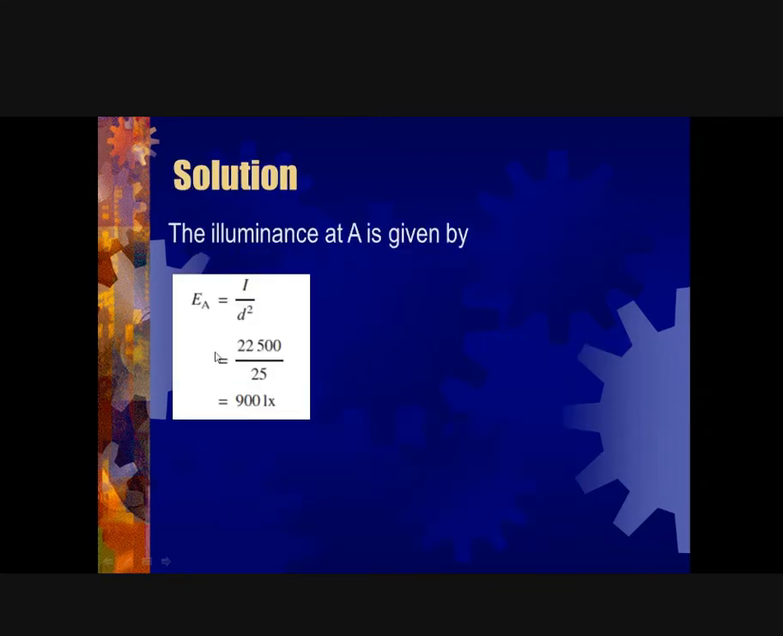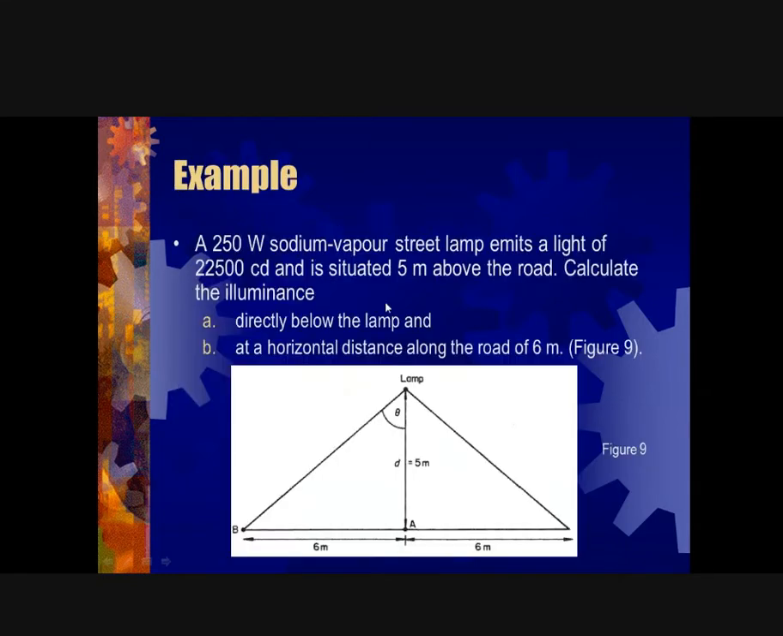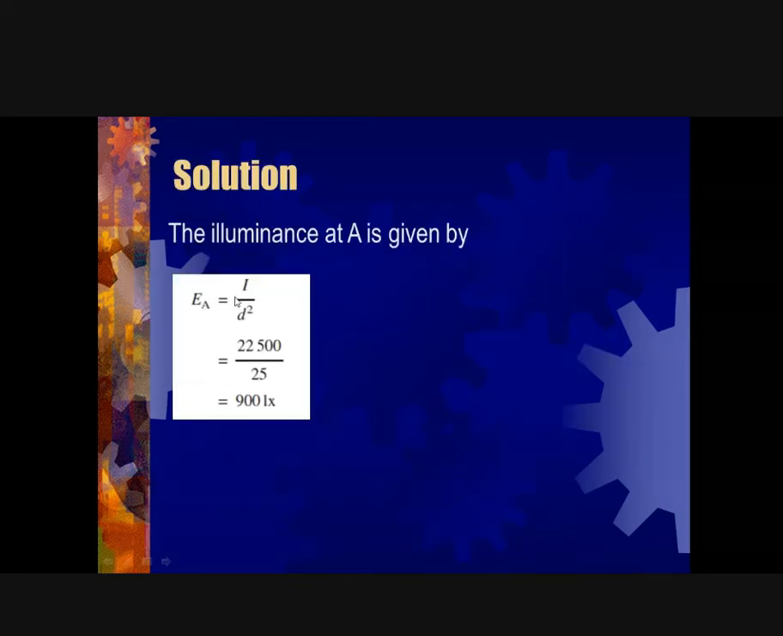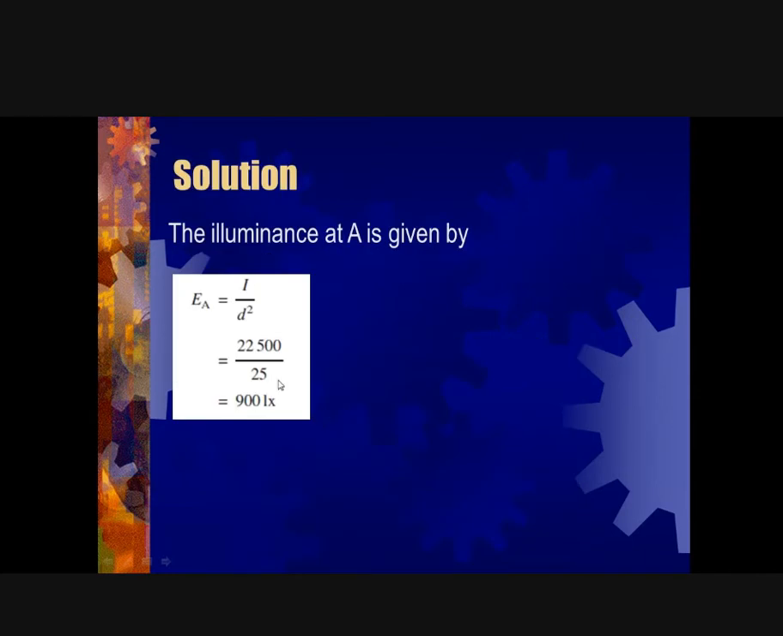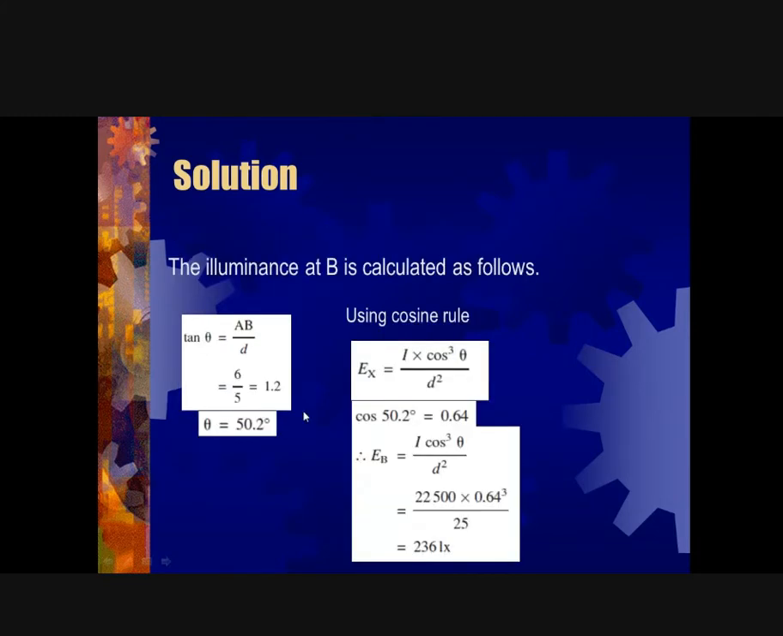All right, here in A, the illuminance directly below is going to be I, the luminous intensity in candelas, divided by the distance squared. In this case, the distance squared is going to be 25, and the amount of lux reaching the surface of the road is going to be 900 lux.